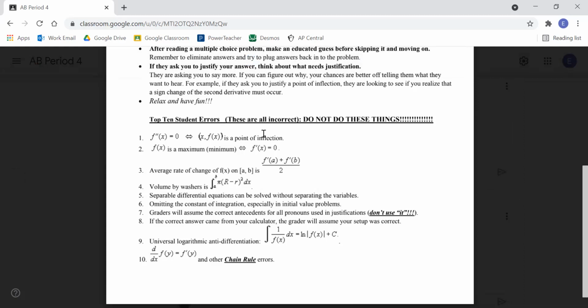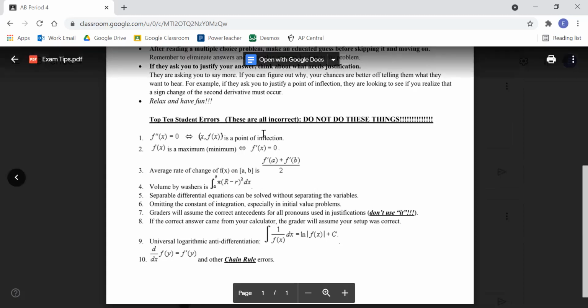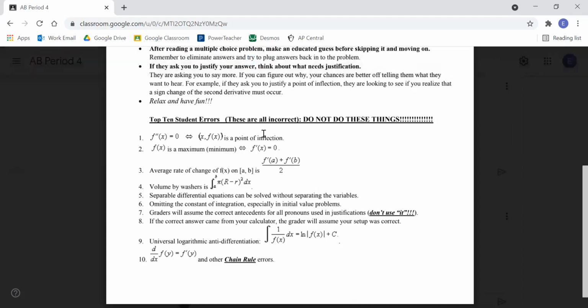For some reason, people like to do the average rate of change of a function on a to b as the derivative at a plus the derivative at b over 2. This is not the case. The average rate of change is just the slope between a and b. So find f of a, find f of b, and find the slope between those 2 points.